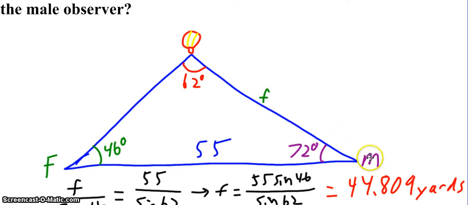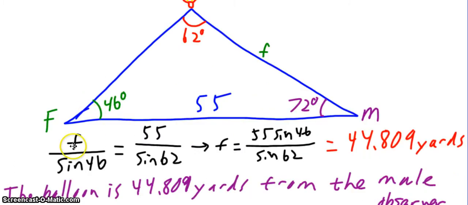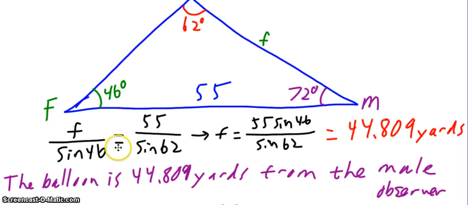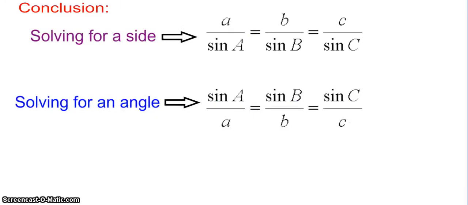Little f right here is actually the distance from the male to the balloon. There's the balloon, awesome. I know this is an angle of elevation of 46 degrees. The male's angle of elevation was 72 degrees, therefore this has to be 62 degrees. So I know little f over the sine of 46 equals 55 over the sine of 62, so little f equals 44.809 yards. There we go. Law of sines. It's beautiful.